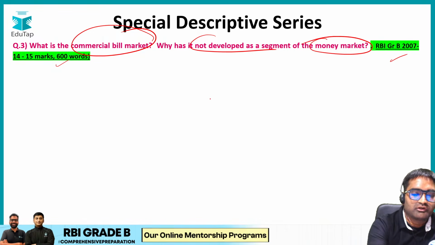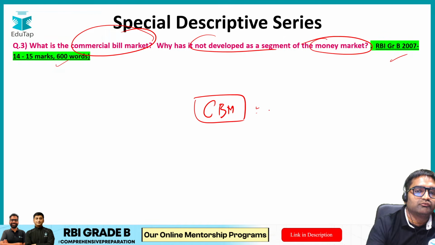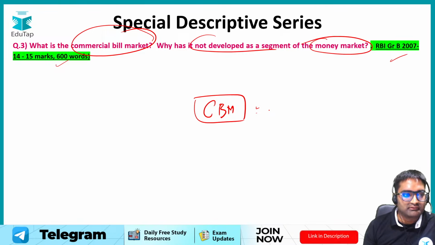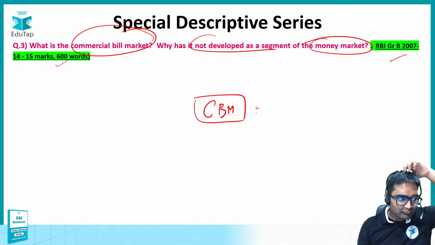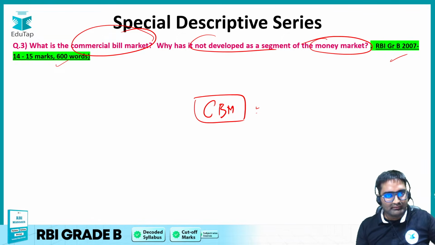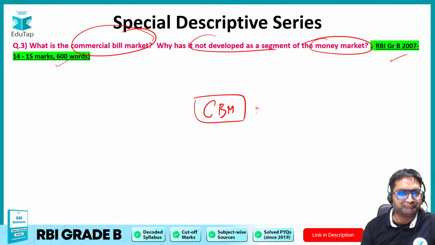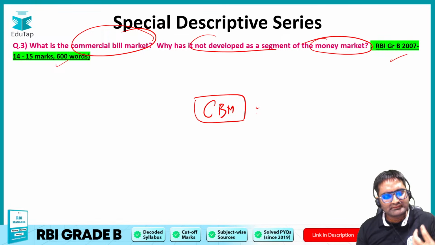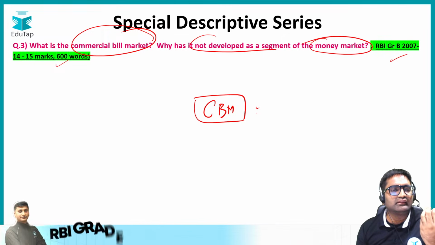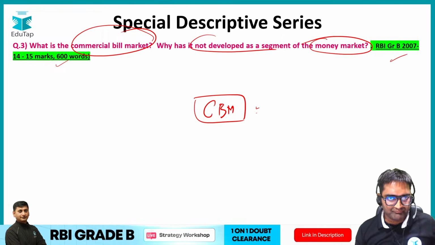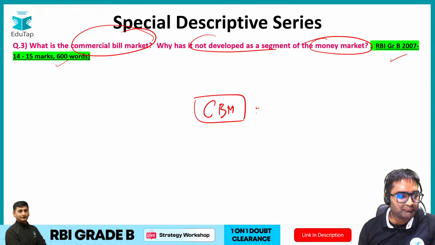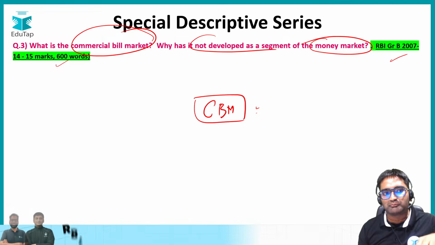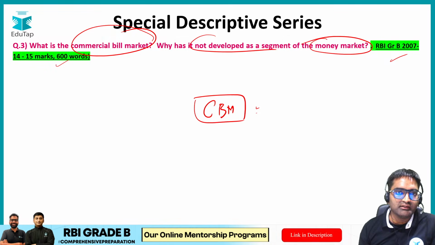Again, talking about the commercial bill market, you can go for the mind map in this regard. So what this commercial bill market is all about: first of all, you should know what a commercial bill is. And also you can mention the basic legal backing of the commercial bill, the Negotiable Instruments Act. From there, the proper definition of commercial bill can be given.